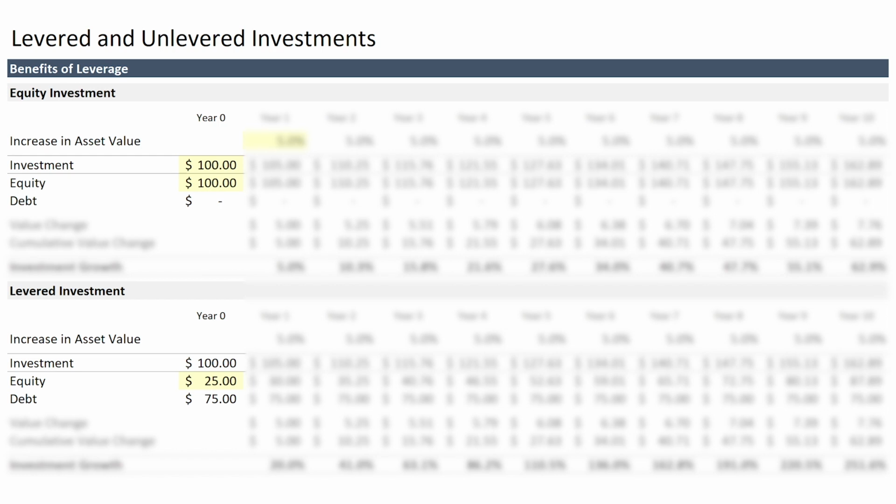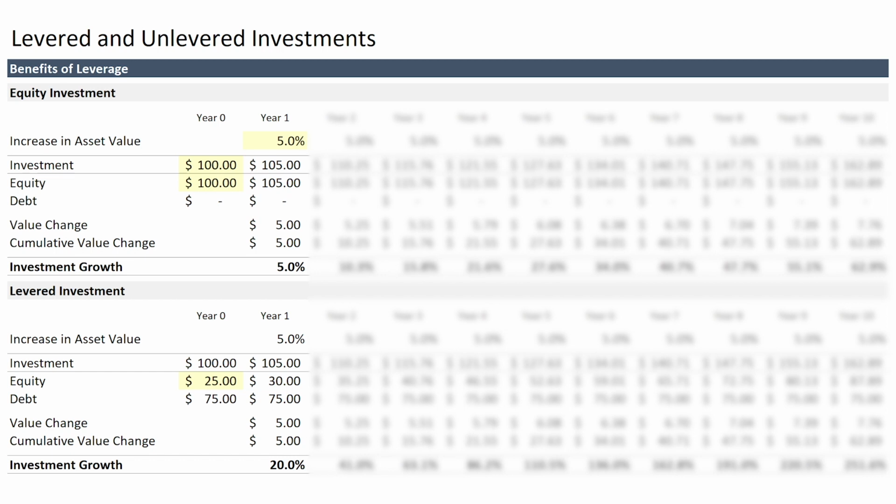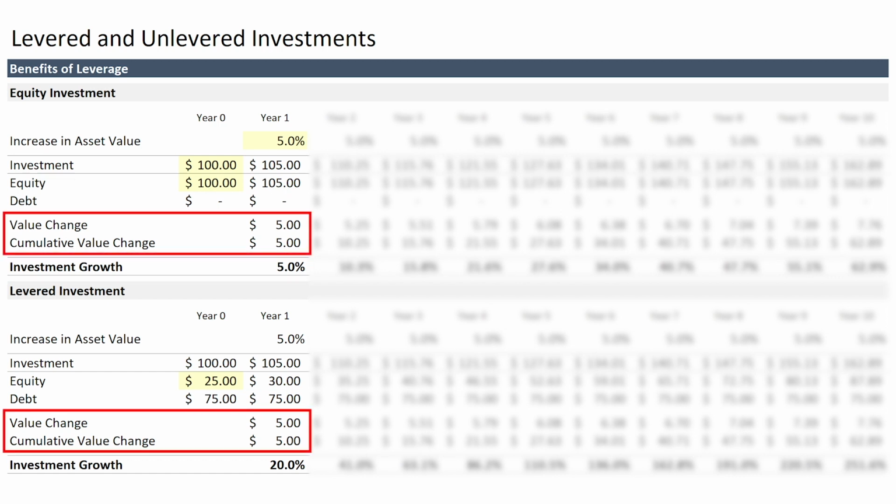Here we're showing the same investment acquired with different amounts of debt and equity. In both the equity investment case and the levered investment case, the shareholders own 100% of the same asset, even though $100 and $25 of equity was used respectively to purchase it. In year one, both investments grow in value by 5%, but a 5% increase on a $100 investment acquired with $75 of debt causes the equity value to grow by 20%, which compares nicely to 5% growth in the unlevered example. Note that value change and the cumulative value change are identical in both scenarios.